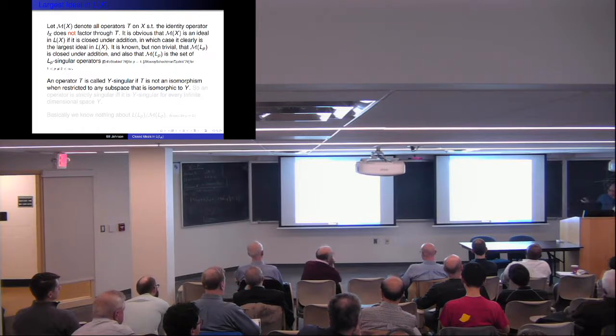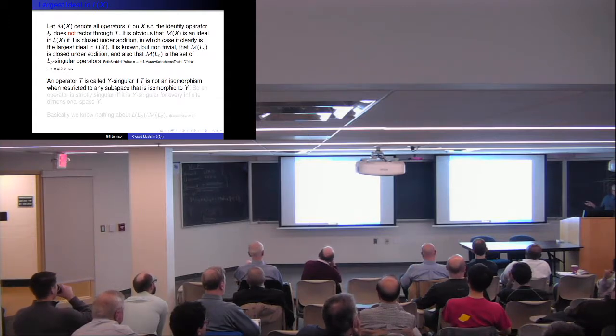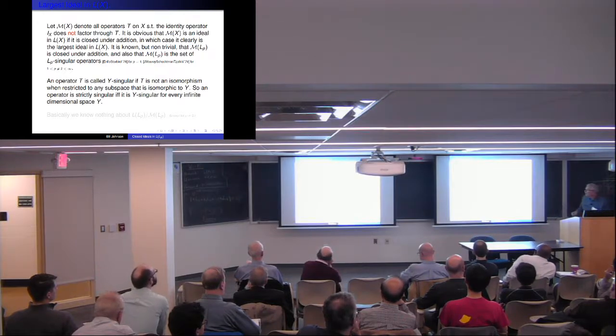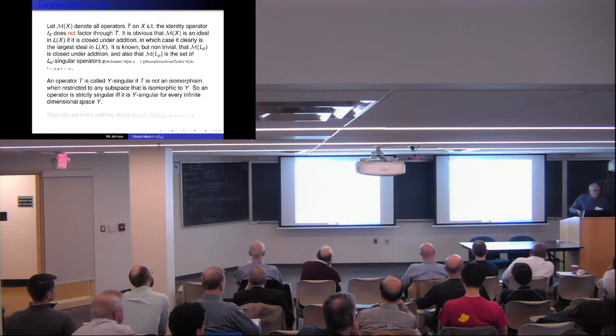Now, if you look at the operators that are capital LP singular on LP, that turns out to be the same as this M of X. That also is not obvious, but it is contained in these theorems I mentioned. So I say it's a localization because if you look at a strictly singular operator, that's the same as being Y singular for every infinite dimensional Banach space or every infinite dimensional subspace of your domain space. It's the same.